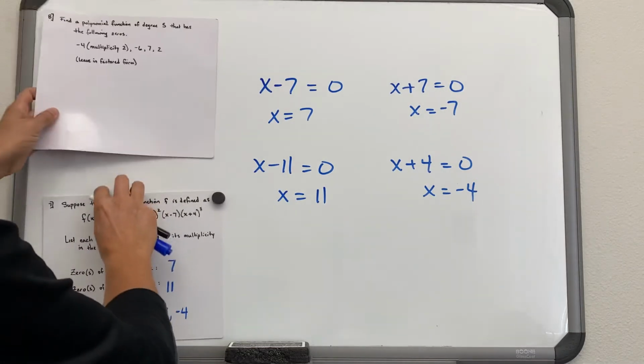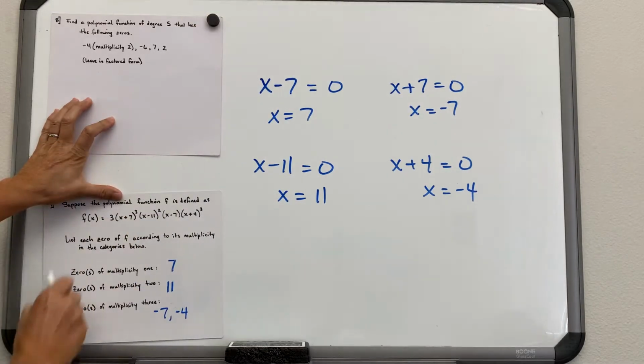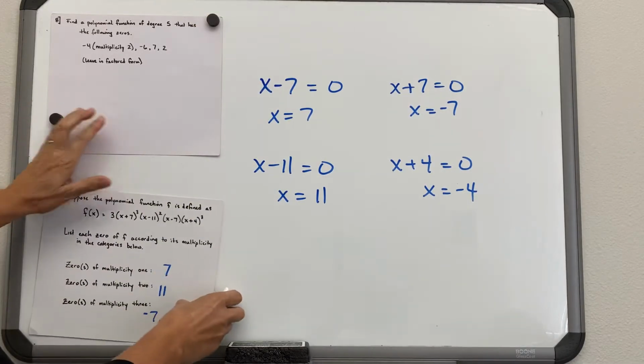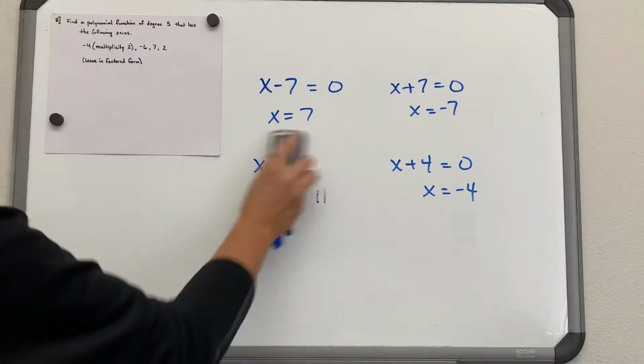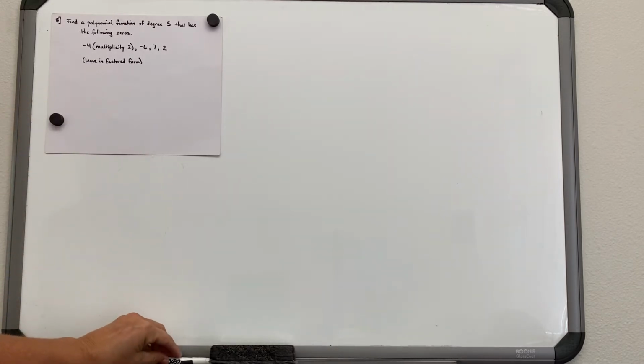Question 8 says, find a polynomial function of degree 5 that has the following zeros. And they tell us that negative 4 is a 0, and its multiplicity is 2, and then negative 6, 7, and 2 are also all zeros. Now the good news is they want us to leave it in factored form. That's going to make it easier. That means at the end we do not have to multiply all this out.